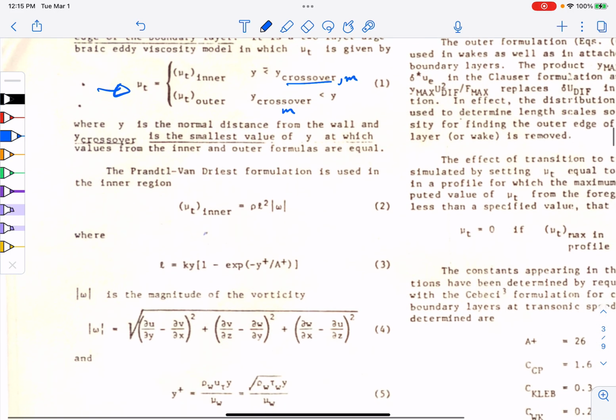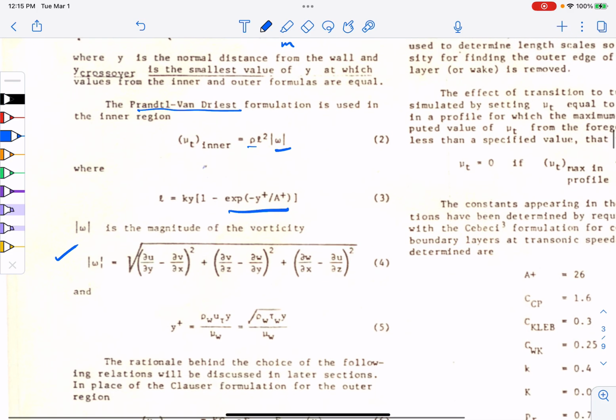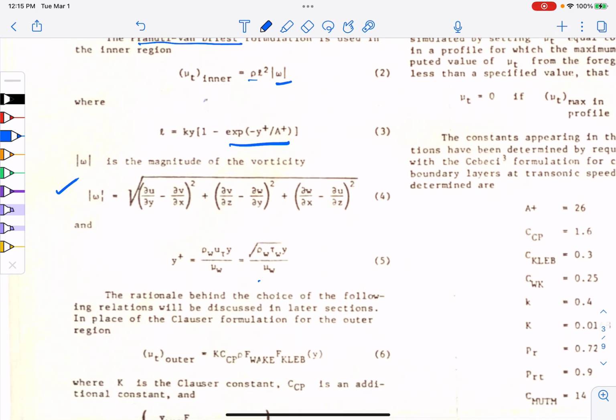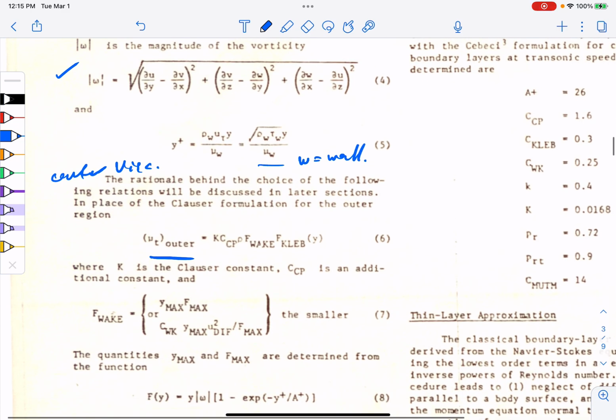Now he goes in once again, and this is a compressible formula like my paper, and he does the Van Driest formulation. So here's that magnitude of omega in the inner layer, just like I showed, and there's the Van Driest form. So this is all just from the form. He defines omega, and here's the non-dimensional distance from the wall for incompressible flow, w equals wall. And then he does the outer viscous formulation. There's viscosity outer. And he defines these things.